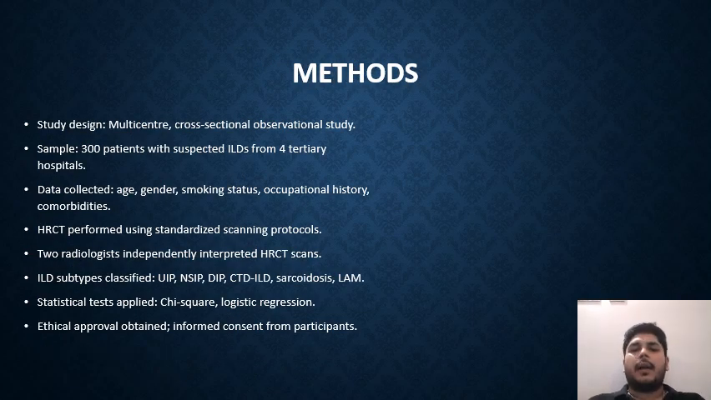We conducted a multi-center cross-sectional observational study across 4 tertiary hospitals. We included 300 patients with suspected ILDs. Data collected included demographics, smoking status, occupational history, and comorbidity. HRCT was done using standardized protocols and 2 radiologists independently interpreted scans. Subtypes classified included UIP, NSIP, DIP, CTD-ILD, sarcoidosis, and LAM. Statistical analysis was done using chi-square and logistic regression tests.